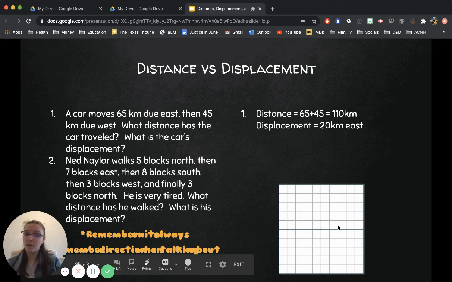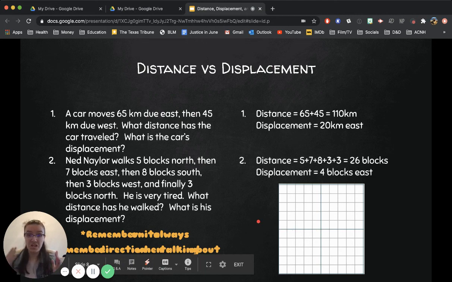I find it really useful on a question like this to try sketching it out. So if I start at this point, walk 5 blocks north, 7 blocks east, then 8 blocks south, 3 blocks west, and then 3 blocks north. So I'm ending up right at the center here. I started over here at this side. So my distance in total, Ned walked 26 blocks. But the displacement, he ended up only 4 blocks east from where he started.